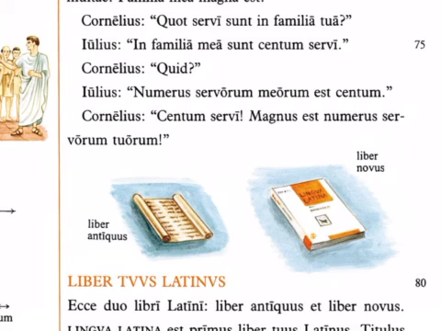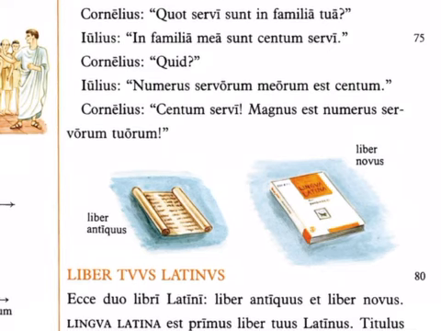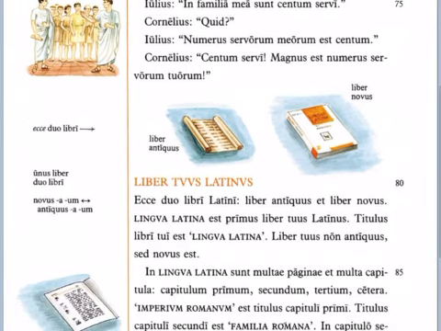So the number of my slaves, plural, so notice we use the of, and then we use the plural ending, is 100. Cornelius then says, centum servi, 100 slaves. Magnus est numerus servorum tuorum. Great is the number of your slaves. All right. So he is impressed there.